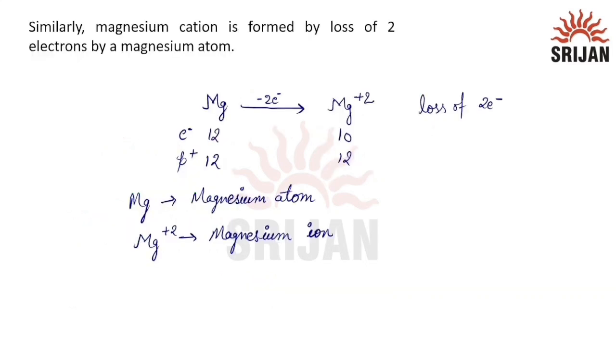Now let us discuss the formation of magnesium cation. In the normal state, it has 12 electrons and 12 protons. In this case, it is electrically neutral. But when a magnesium atom loses 2 electrons, this is the sign of losing 2 electrons, it has only 10 electrons, but protons are 12. Therefore, it gains a positive charge of plus 2 because it is deficient of 2 electrons.